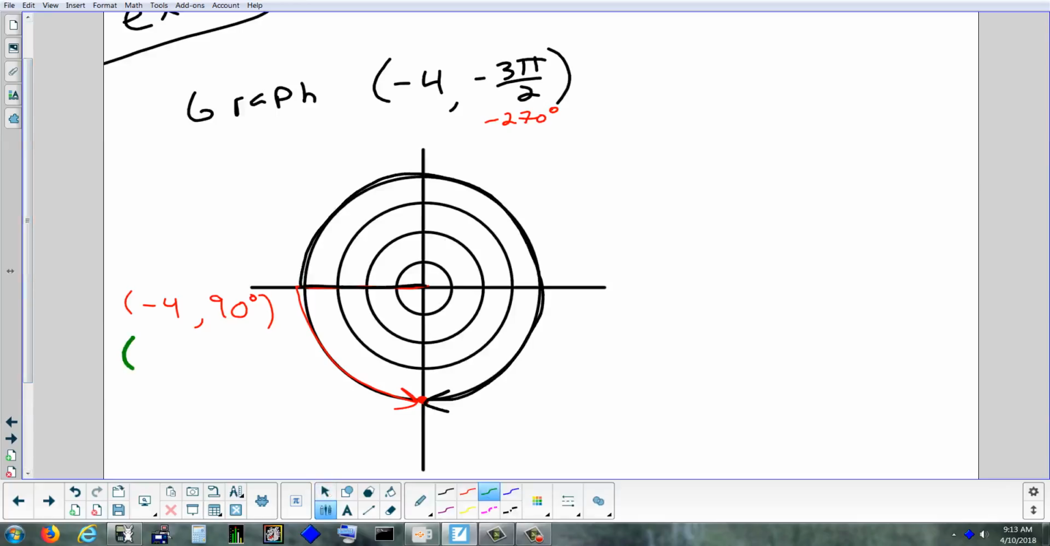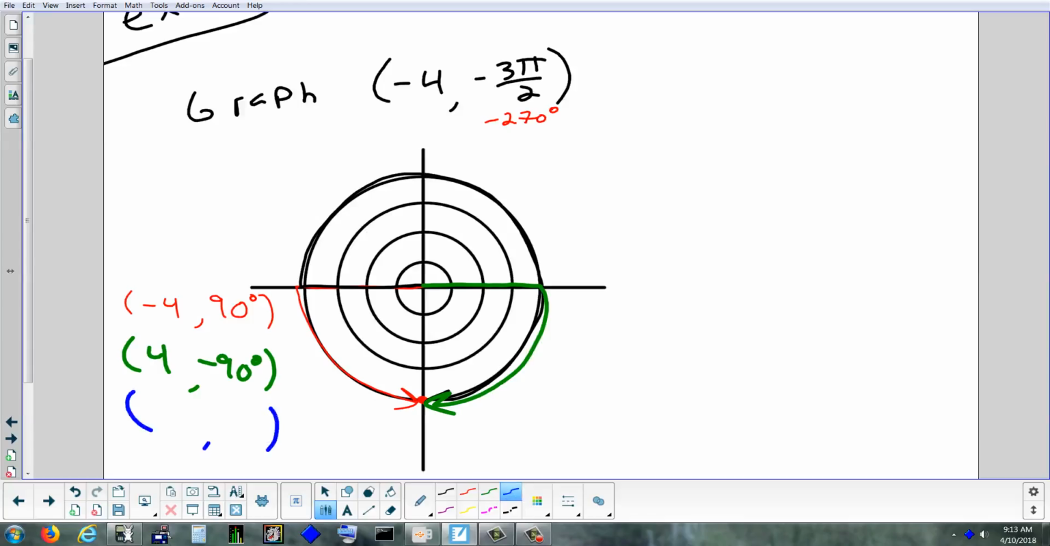All right, let's do it again. Can someone give me another way I could get to the same point? Yep, +4 and -90. +4, -90. Okay, let's try that. +4, -90. Yep.